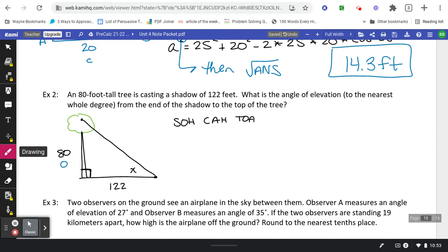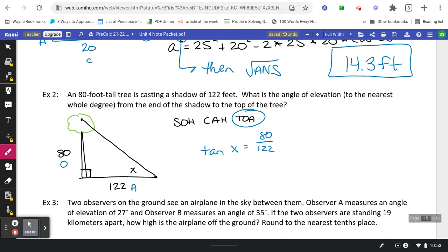So the 80 is the opposite of the x. The 122 is the adjacent. The hypotenuse is this long side here, the diagonal, but I'm not going to use that because I don't need to find it and it doesn't give me that information. So because I have O and A, we're going to be using tangent. Tangent of x equals 80 over 122.